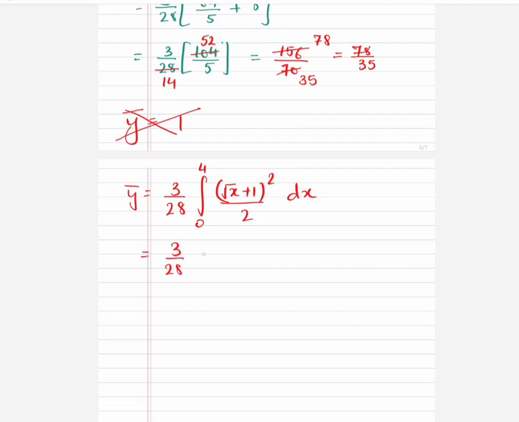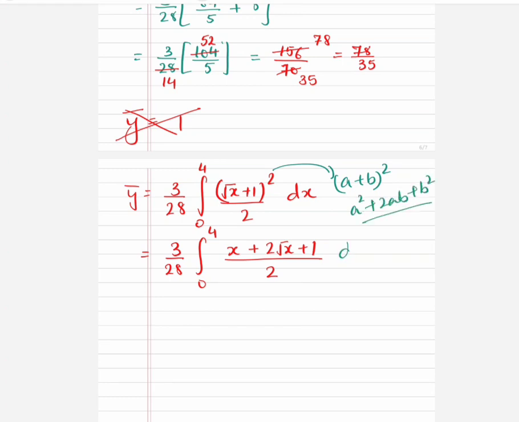3 over 28, 0 to 4, expand the bracket, that's going to give me x plus 2 root x plus 1 over 2. Remember, I keep saying a plus b whole square. Use the binomial expansion, use the identity a square plus 2ab plus b square. So that's what I have used, and dx. 3 over 28. Now let's integrate it. 2 is a constant. We can take it out if we want. Let's take it out so it's easier for us to integrate. So I've taken it out now.